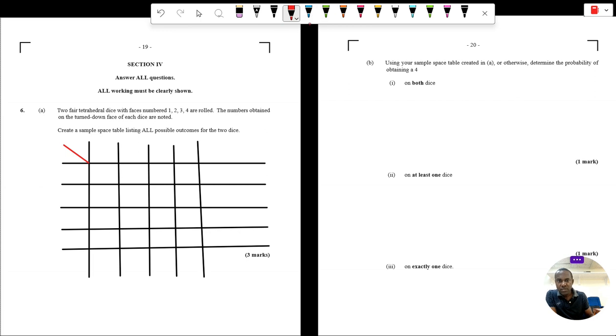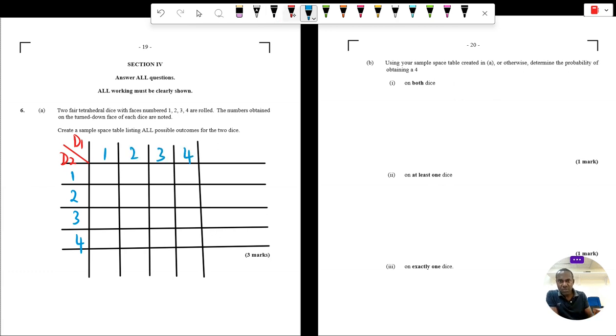For the top part, we're going to call that die 1. So this is D1. And for the bottom part, let's call it D2. And both dice are tetrahedral with numbers 1, 2, 3, 4. Right, so let's put in those possibilities. For die 2, we have 1, 2, 3, 4. Right? And for die 1, we also have 1, 2, 3, 4.